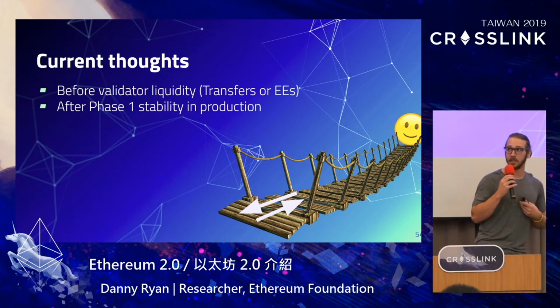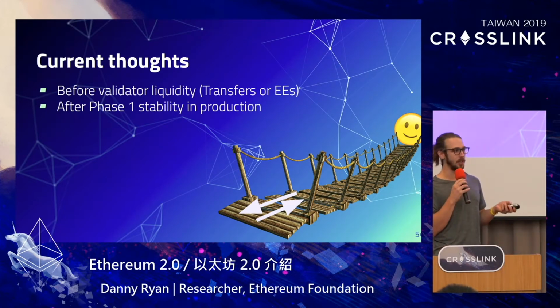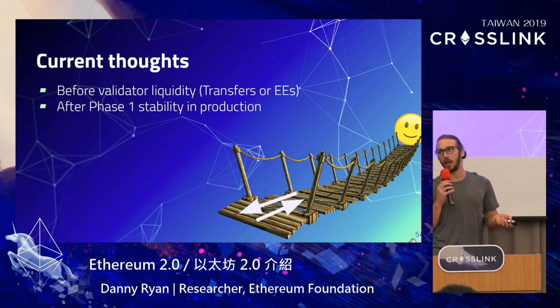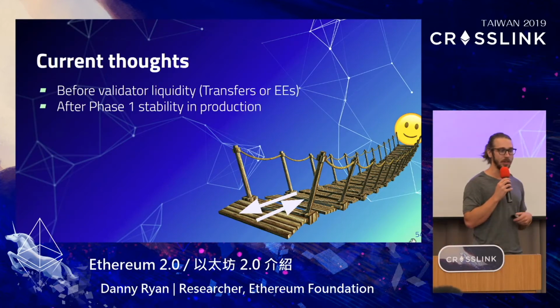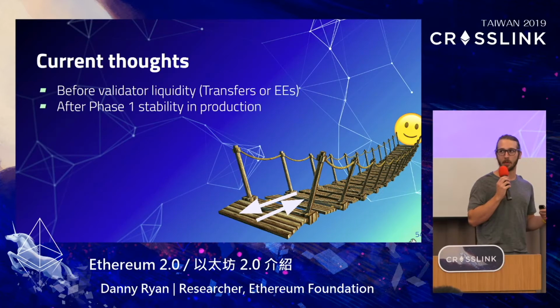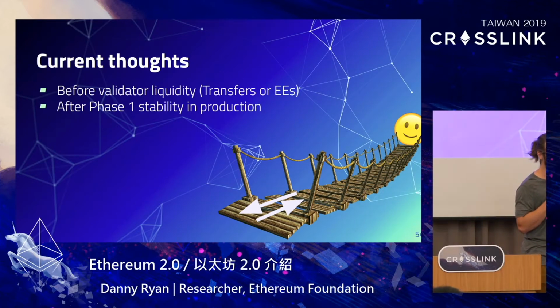My current thought on this is that we likely should enable a two-way bridge before we add validator liquidity, but probably after phase 1 is stable in production.